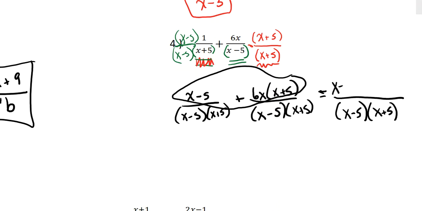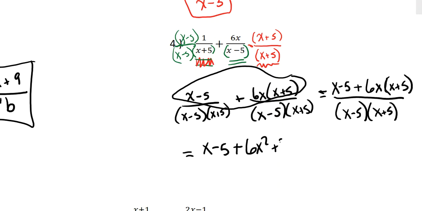Now, if you want to go ahead and distribute right away, you can. I'm going to just wait for it. So x minus 5 plus 6x times x plus 5. But now I want to combine those like terms. So I'm going to get x minus 5 plus 6x squared plus 30x.